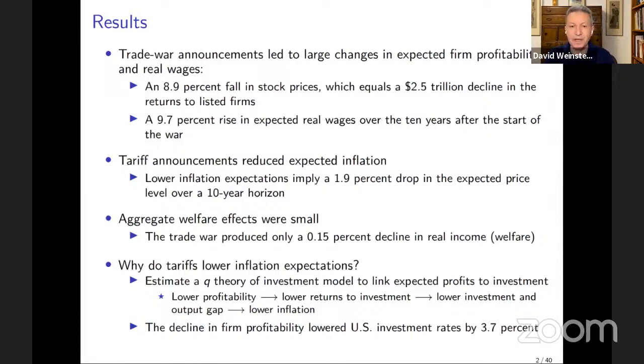The links are: lower firm profitability implies lower returns to investment. But if you have lower returns to investment, you end up in a Q model with lower investment. And since investment is part of GDP, you get a lower output gap, which in a model with a Phillips curve is going to lead to lower inflation. One of the other findings in the paper is that the decline in firm profitability probably lowered, we estimate, US investment rates by close to 4%.